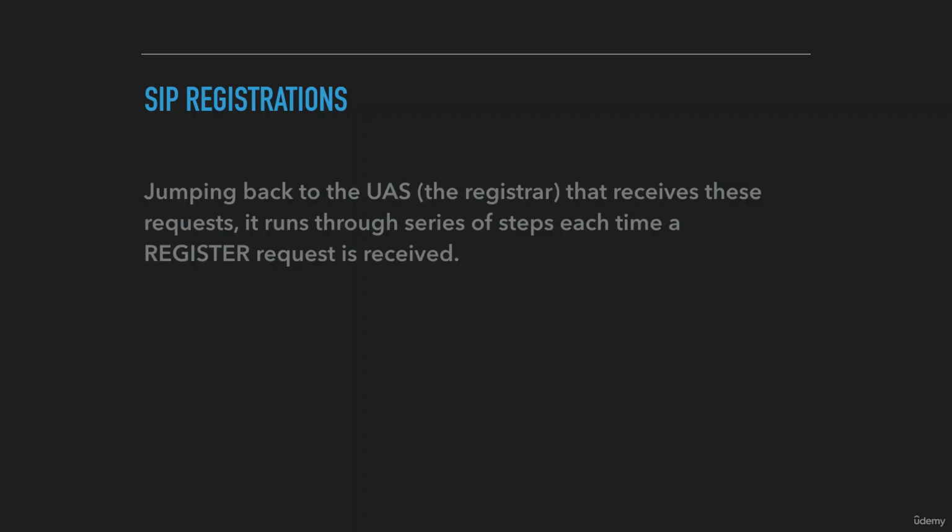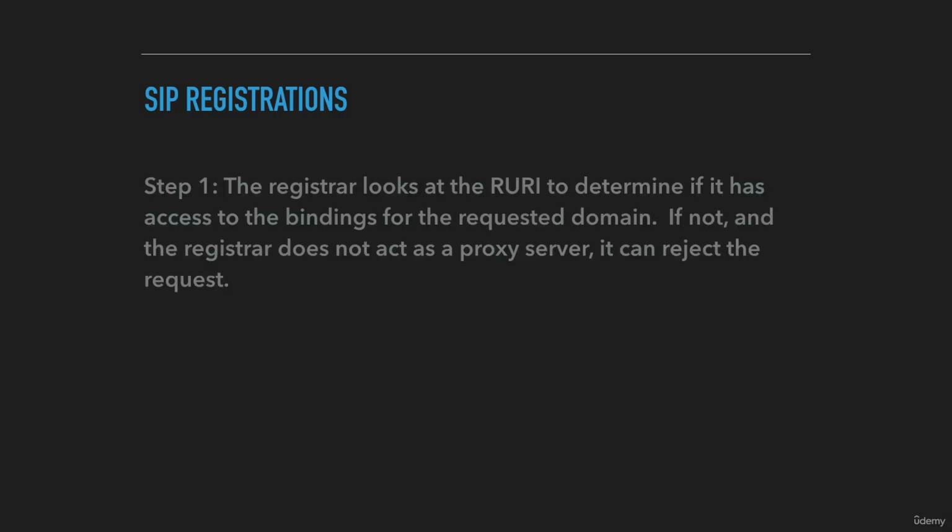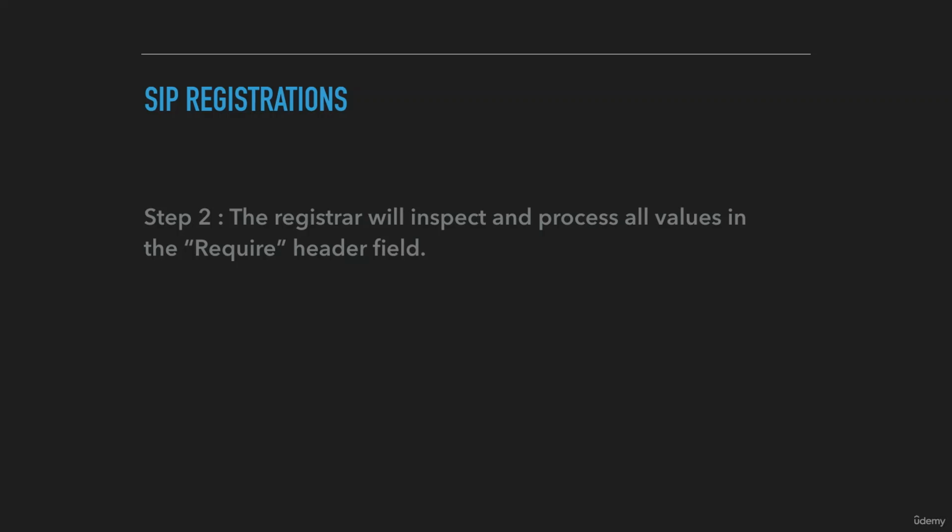So jumping back to the UAS, which is the registrar that receives these requests, it runs through a series of steps each time a register request is received. There are so many sub-processes that take place on SIP servers, but I guess that's the case with any other system, right? So step 1, the registrar looks at the RURI to determine if it has access to the binding for the requested domain. If not, the registrar does not need to act as a proxy server, and it can just reject that request. Step 2, the registrar will inspect and process all values in the require header field.